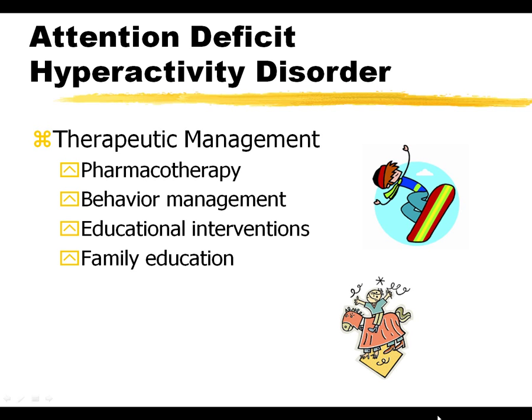Some other medications may be antihypertensives, such as Catapres or Tenex, used to treat aggression, or antidepressants, such as Wellbutrin or Strattera if they're over 6 years old. Behavioral management includes assisting the child to follow rules, complete tasks, and improve self-control. Positive feedback for appropriate behavior is a component.